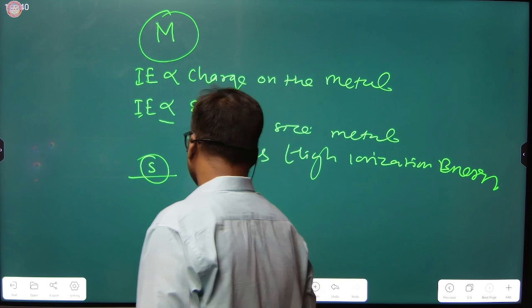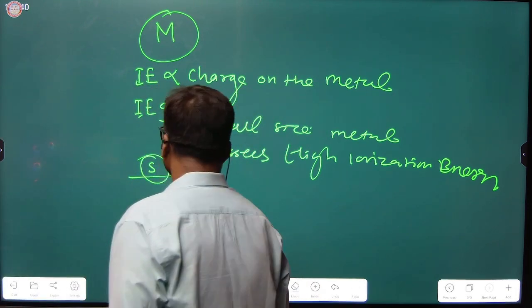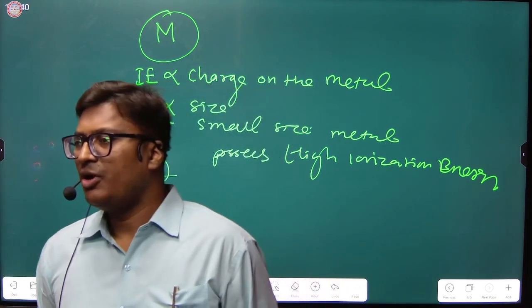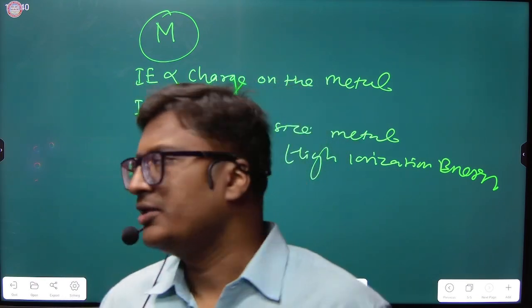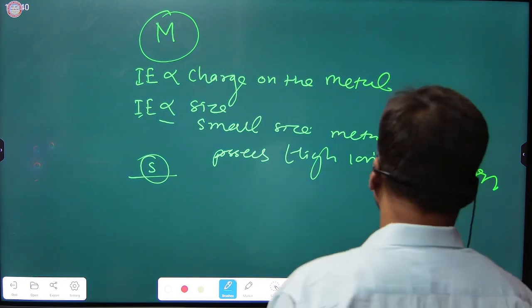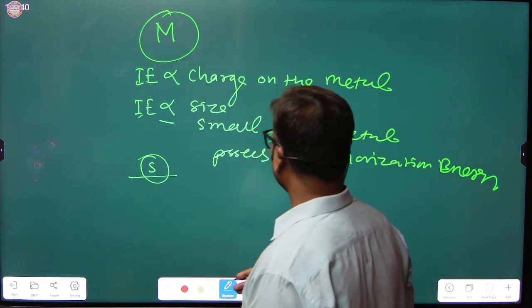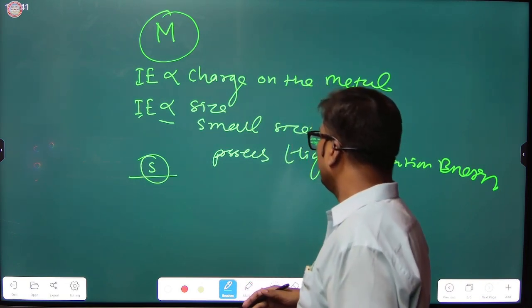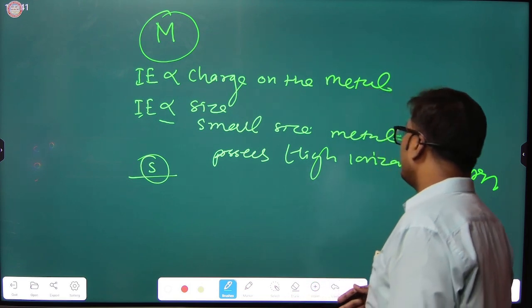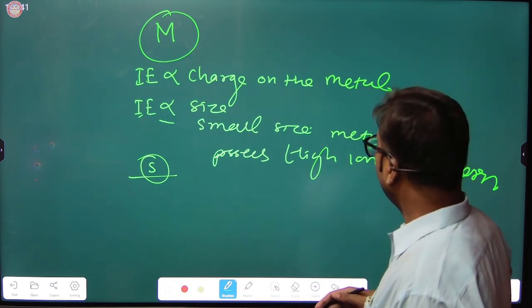So this is the idea about ionization energy, and the ionization energy is always a positive quantity. It depends on the charge and size of the metals.